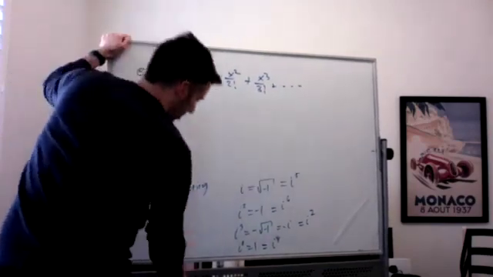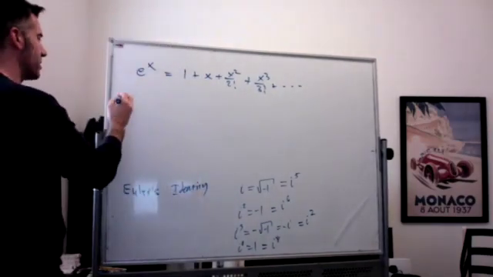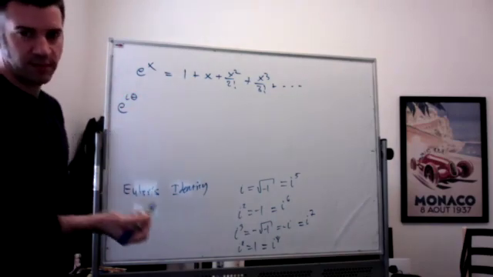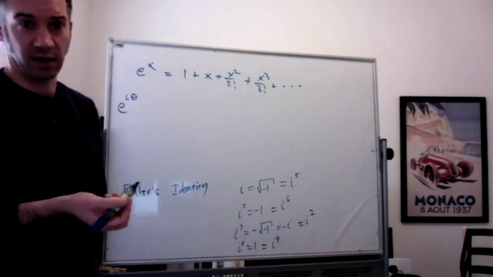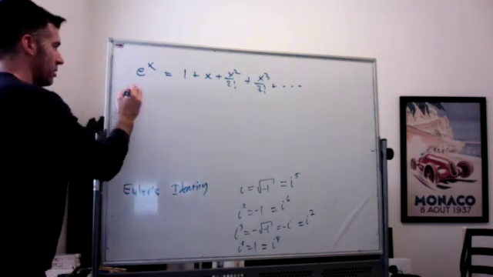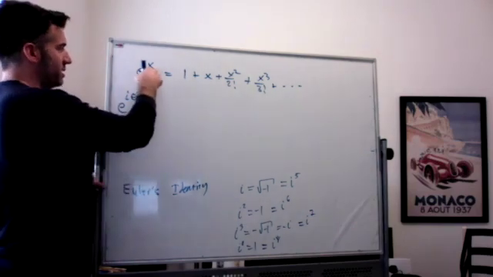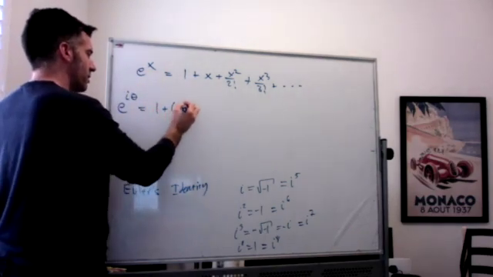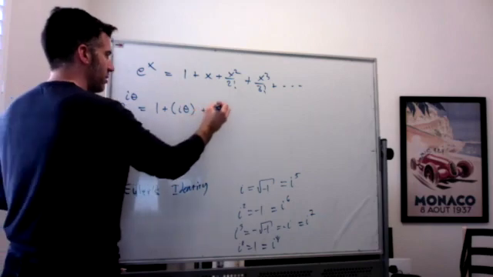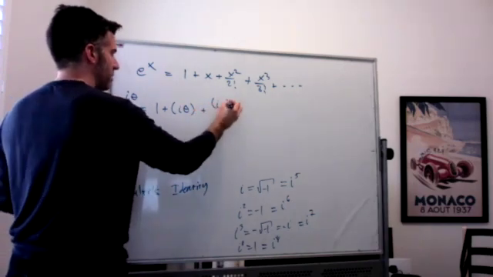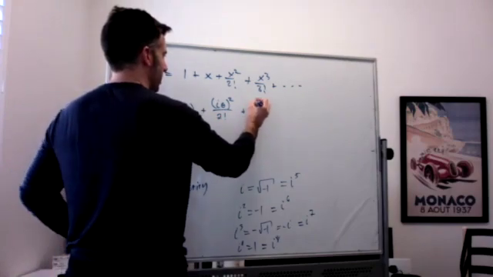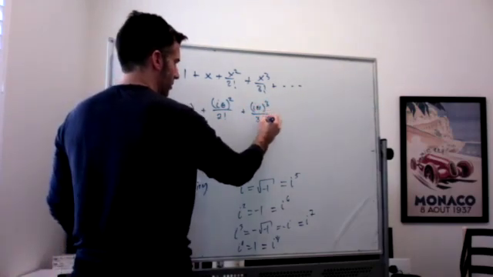So what we're going to do is write out, instead of e to the x, e to the i times theta. And yeah, theta because we are going to come up with a trig identity here. If I write this out, I'm just replacing the x with the i theta. So we get 1 plus i times theta plus (i times theta) squared over 2 factorial plus (i times theta) cubed, right? It just goes on and on.